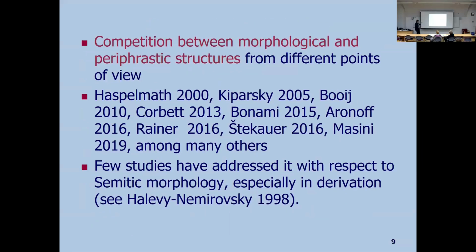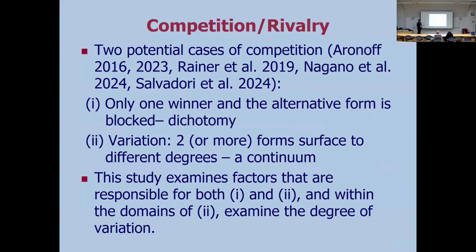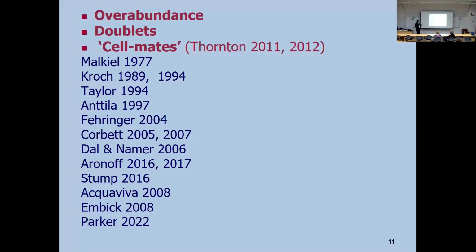Okay, so competition between morphological and periphrastic structures has been examined from different angles and points of view. This is only a partial list, but few studies address it with respect to Semitic morphology, especially in the domain of derivation. When we talk about competition or rivalry in general, we talk about at least two scenarios. Cases where there's only one winner and the alternative form is blocked, so here we have a dichotomy, and variation where we have two and sometimes more forms that surface to different degrees, so we're talking more about a continuum. My study will examine both, and within the second, I will study the degree of variation. It's also related, of course, to what is known as overabundance or doublets or cellmates. This is more on the morphological level, but it's also related to competition.